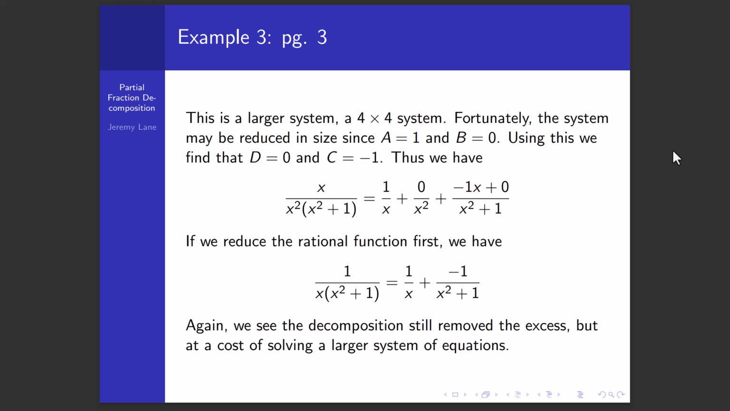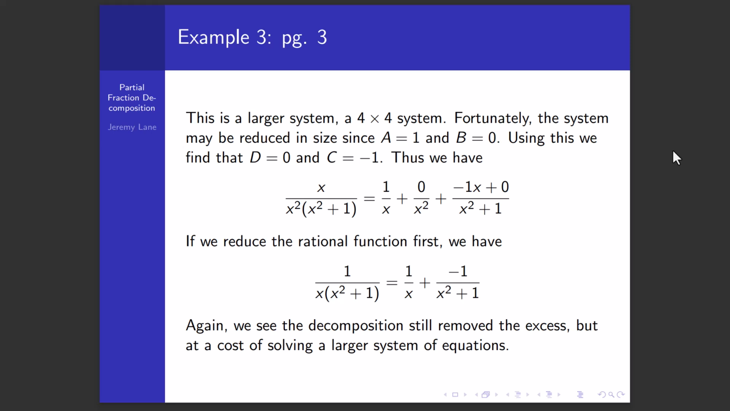Now, if we had reduced the rational function first, we would have ended up with 1 divided by x times the quantity x squared plus 1, and the decomposition would have given us 1 over x plus -1 over x squared plus 1. The exact same decomposition we got when we didn't reduce. But again, the decomposition will still remove the excess, but it is at a cost of solving a larger system of equations. So there's the trade-off.